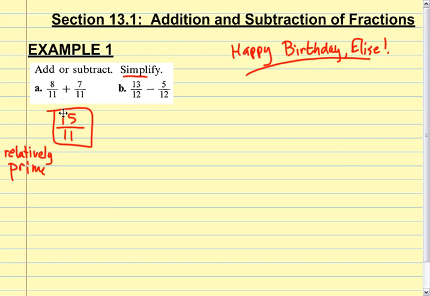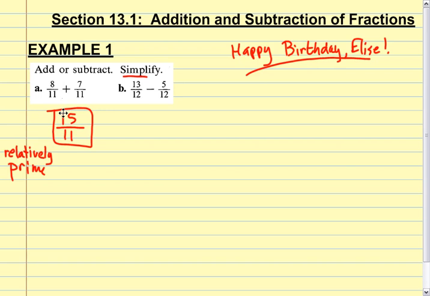15 is not prime. Do you see that we can break that down into 3 times 5? 11 is prime. We can't break it down into anything but 1 times 11. But the two numbers together, we'd say that they're relatively prime. They have no common factors that we can use to reduce them.